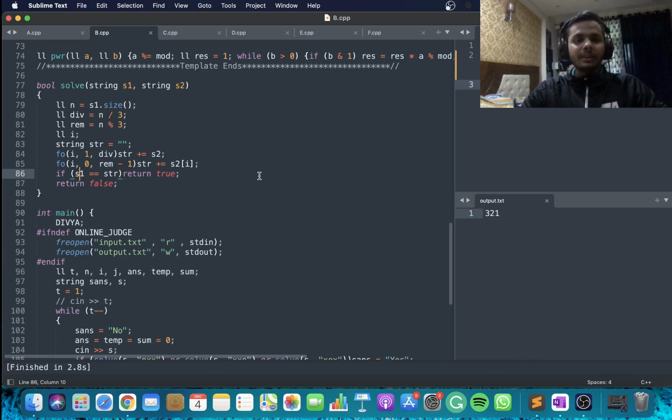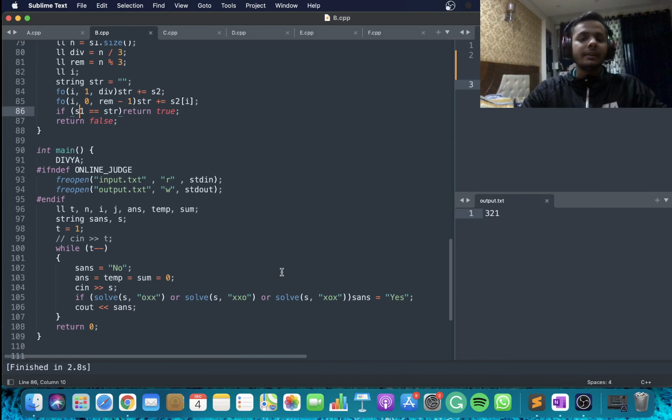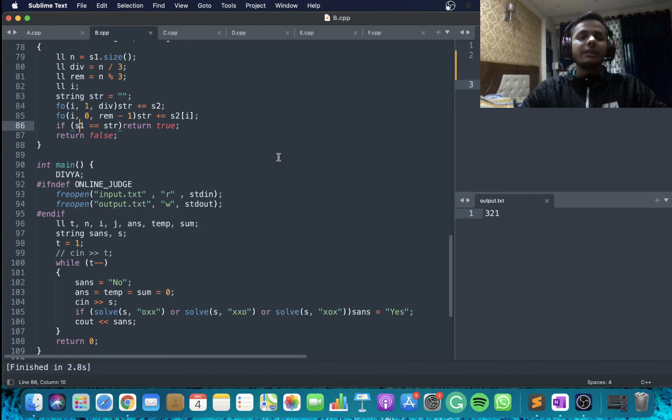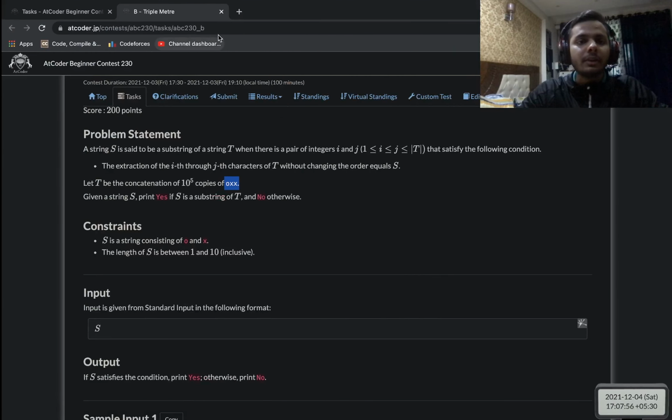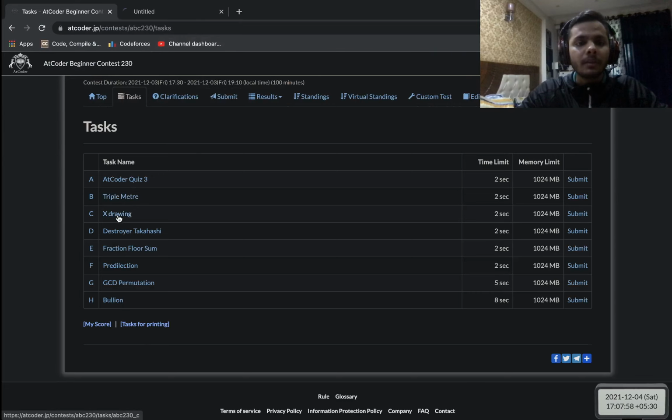So yeah, this is pretty simple. These are just the three possibilities that you have to check, and if either one of them is true, then your answer is going to be yes, otherwise it's going to be no. So yeah, this completes problem B. Let's quickly move on to the third problem.